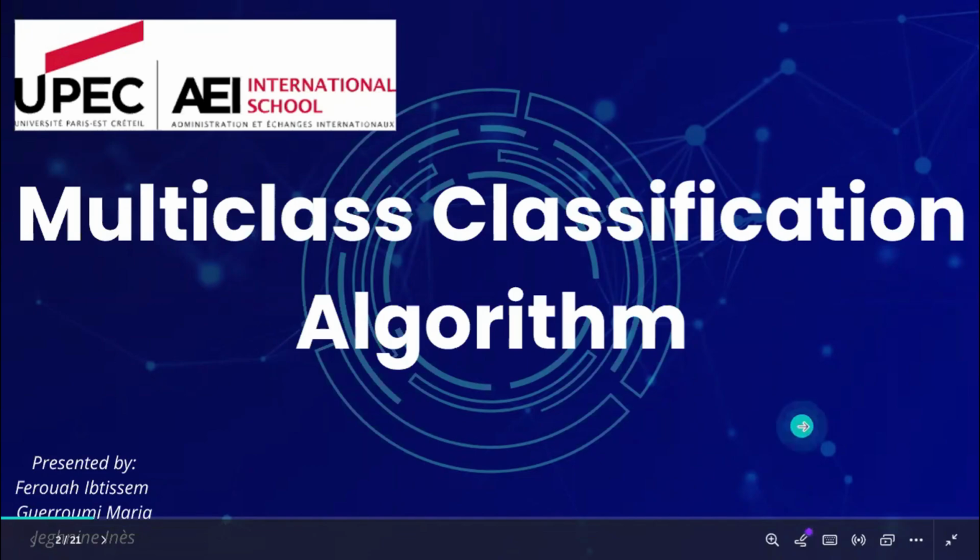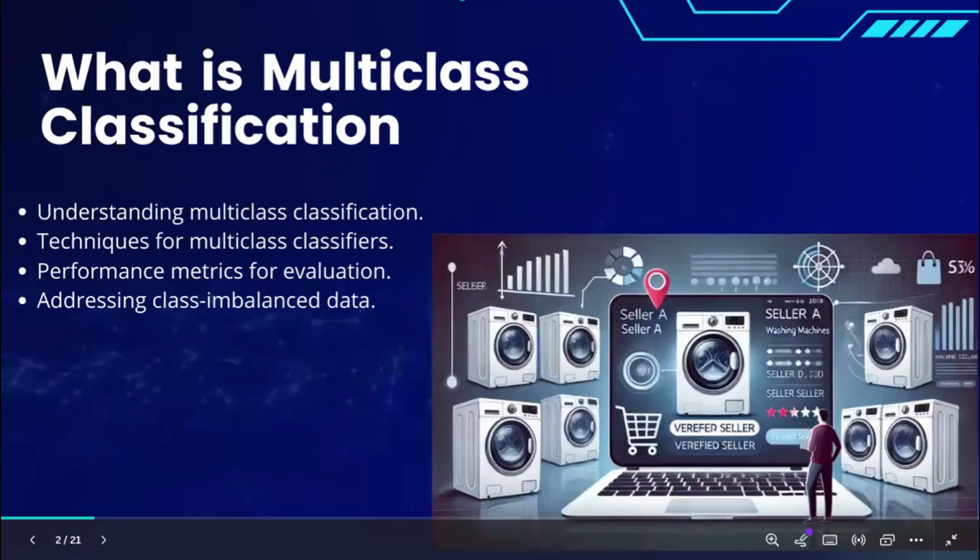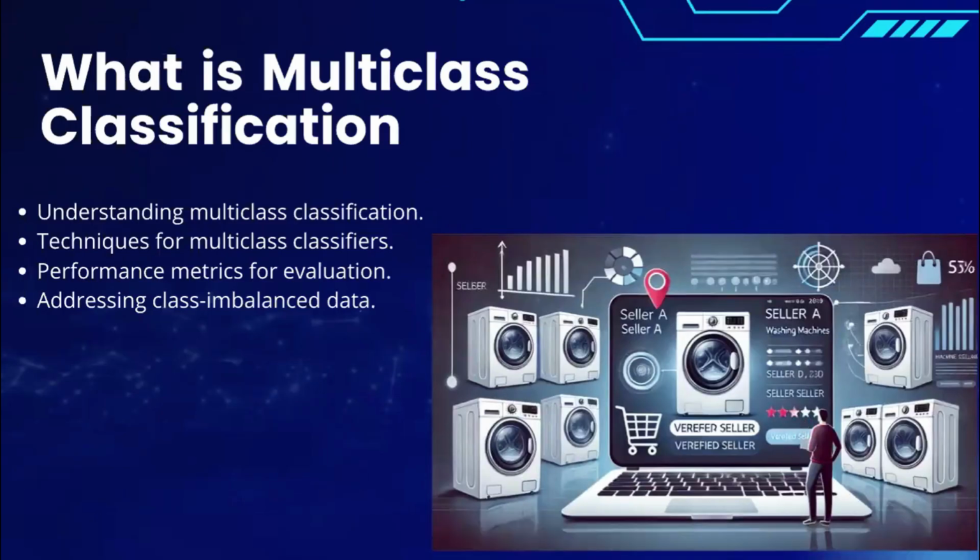So imagine an online shopping company that wants to improve its customer experience. When a customer searches for a product, such as a washing machine, they see several options from different sellers, for example, seller A, seller B, C, etc. So the company wants to predict which seller the customer is most likely to prefer.